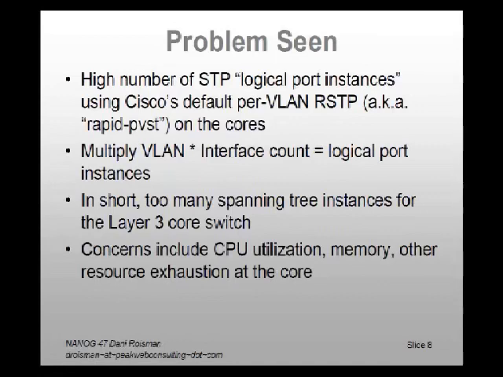What we ended up with was too many spanning tree instances for the layer 3 core switch. There are concerns of CPU utilization, keeping track of all those BPDUs, memory utilization, keeping track of all the spanning tree state machines, and convergence when links come up. If you spend too many CPU cycles, you start flapping all sorts of other real-time protocols: HSRP, maybe OSPF if your timers are set really low, maybe BFD if you're doing centralized forwarding. So, resource exhaustion at the core.